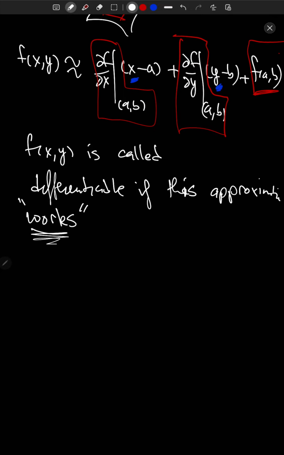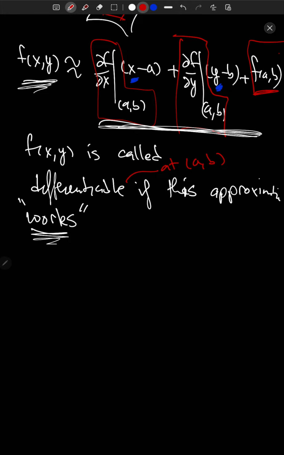Okay, so in other words, f of x comma y is roughly this business on the right-hand side. If that's true at a comma b, then we say f is differentiable at a comma b. Maybe I put that little "at a comma b" just to emphasize all of this is going on at a specific point, a comma b. And to be differentiable, period, like everywhere, you have to be differentiable at every single point.